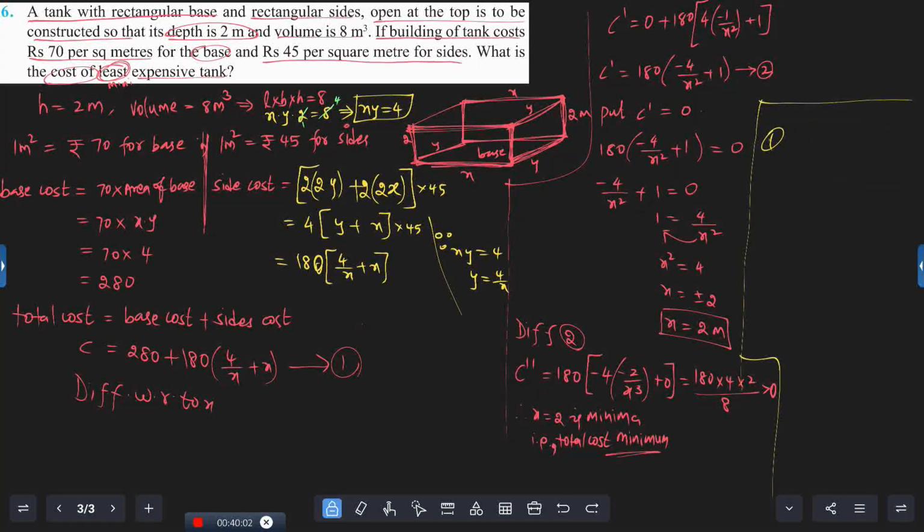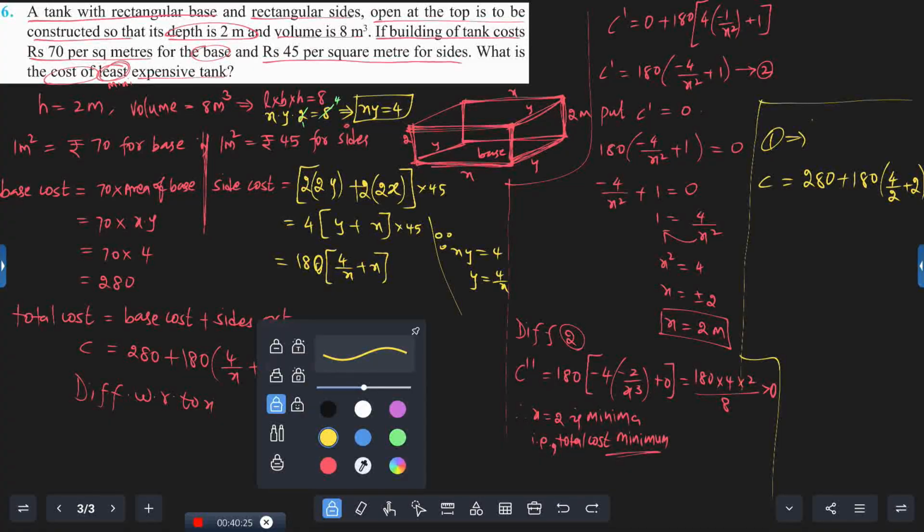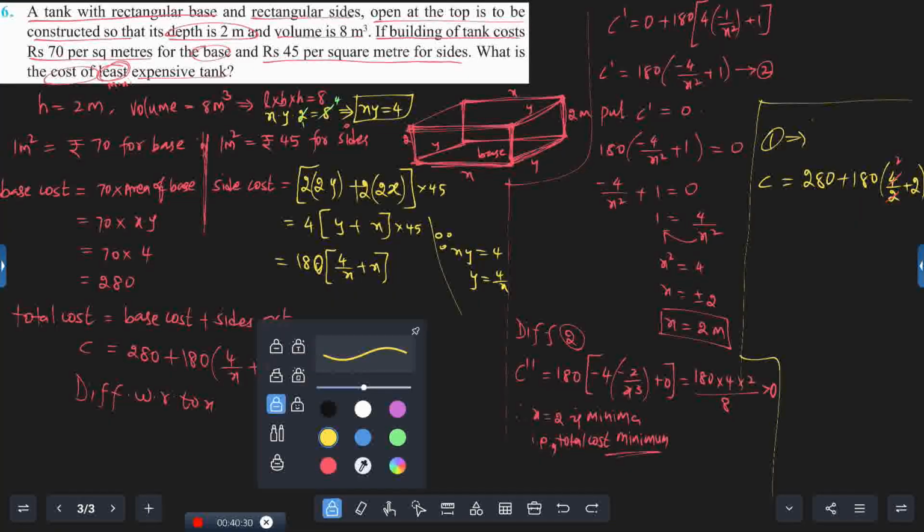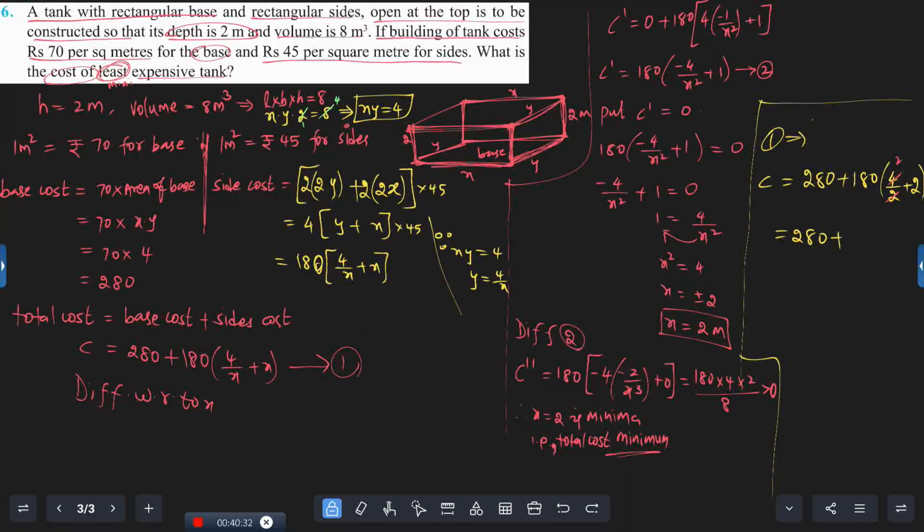So from equation 1, cost C, that is the total cost, is equal to 280 plus 180 into 4 by x plus x. 4 divided by the x value 2, plus x again, the x value is 2. So the 2s you can cancel. What am I getting now? 280 plus 180 into 2 plus 2, that is 4.